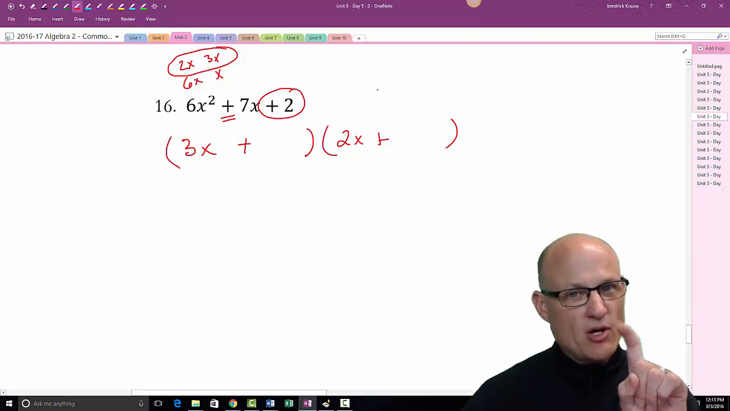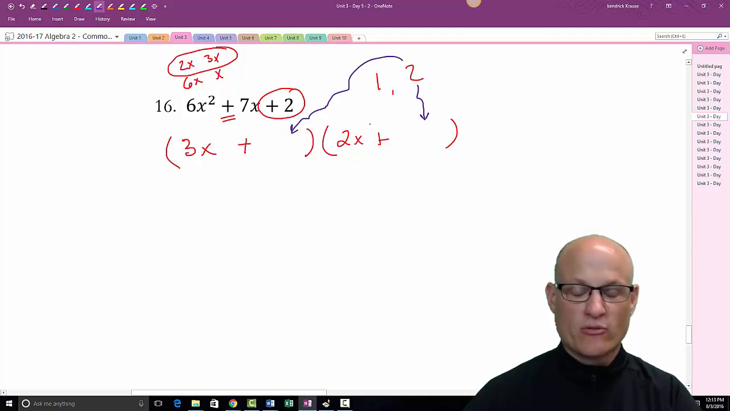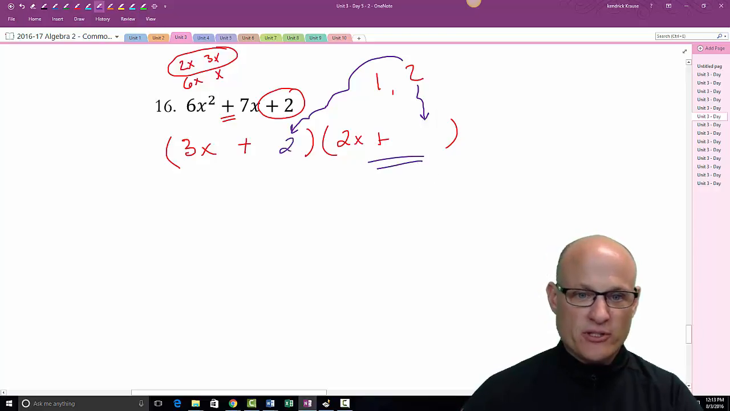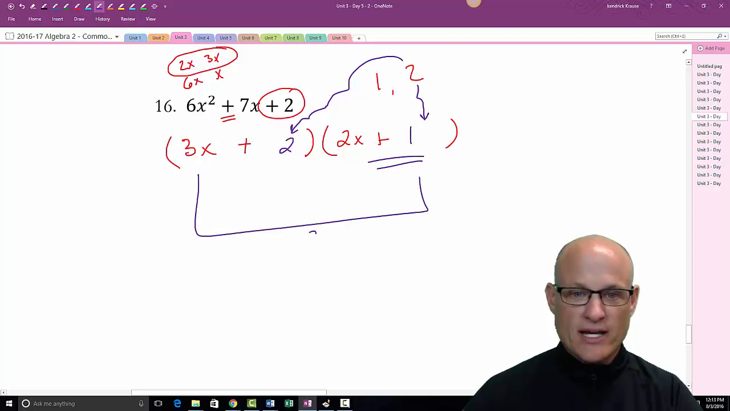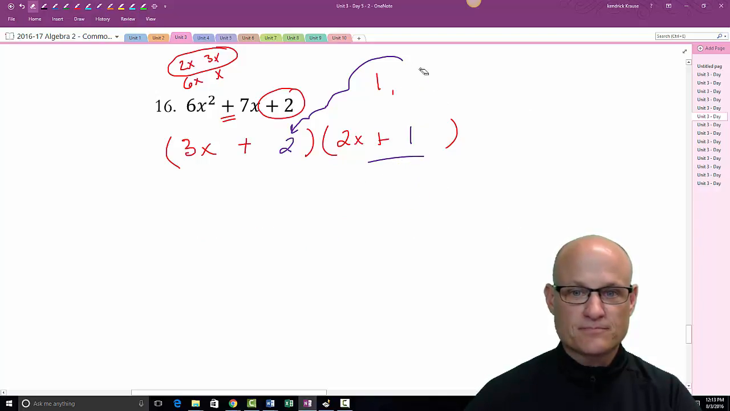There's only one way to multiply to 2, and that's 1 times 2. And where can I not put that 2? That's right, that 2 cannot go there. So if this is going to work, it has to go over here. Just has to. Otherwise, I'd have a GCF here. So put a 2 here. That means the 1 has to be here. 3x, 4x, that's 7x, and that's what I want. There it is. There's my answer.